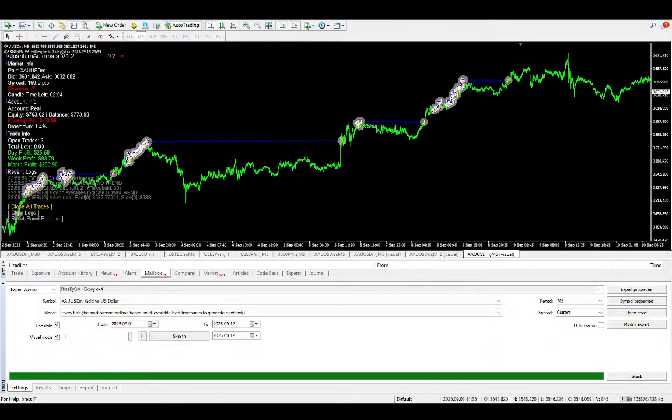So this part is where we have the version, the market information, the pair, the current bid and ask price, and then we have the spread, and we have the direction.